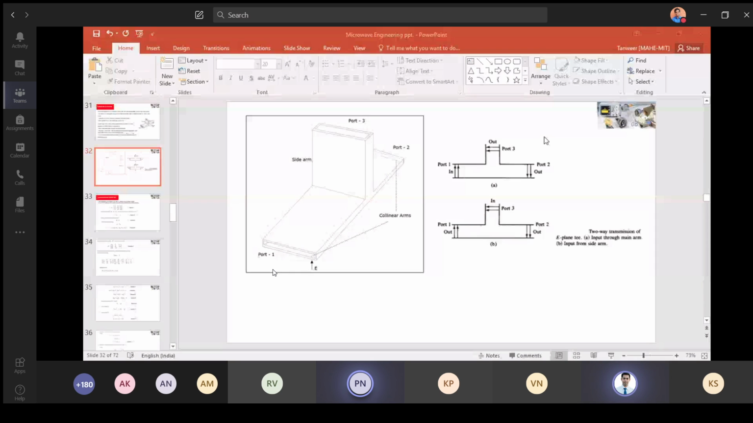Because I have told you about transmission lines, you don't have it? Which book are you referring to? No, whatever book you told us to read from. I just wanted to know. Tell me the name of the book which I have referred you. Some S something, I don't remember.